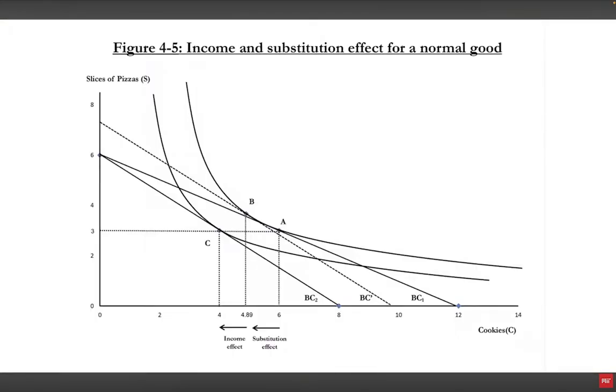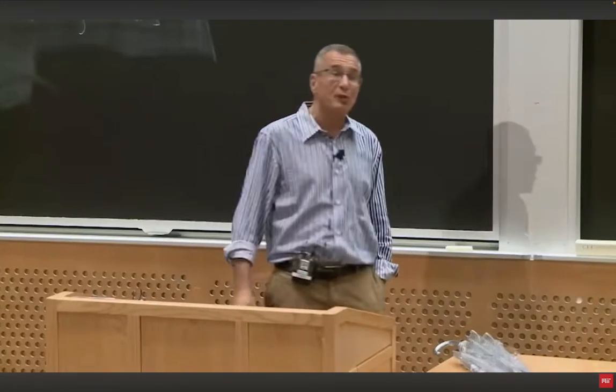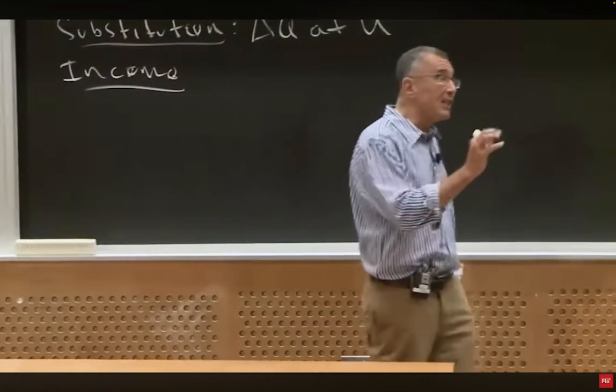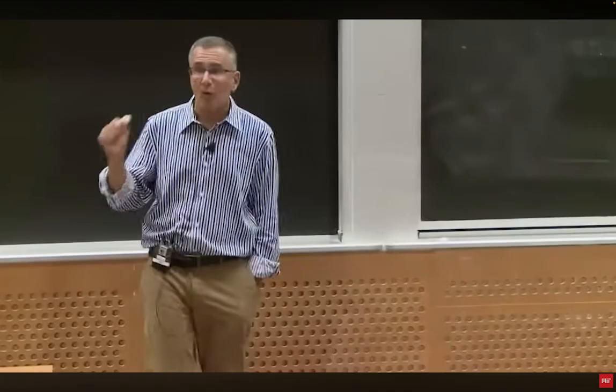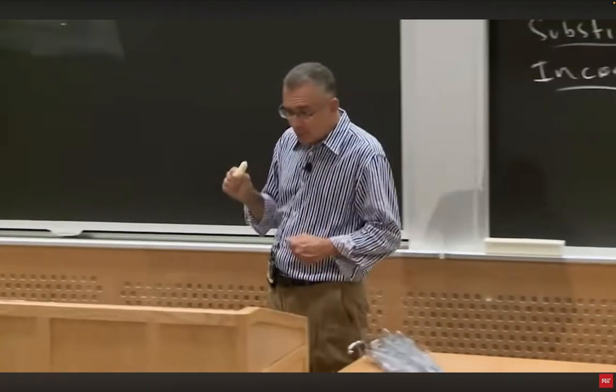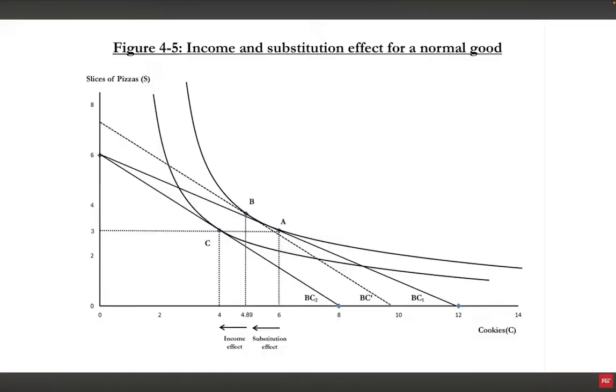Why would you want fewer cookies? You'd move from 6 cookies to 4.89 cookies. Why? Because cookies have gotten more expensive relative to pizza. That's the pure substitution effect. It doesn't matter if you're rich or poor. It's just cookies have gotten more expensive, so you want fewer of them. It's easy to understand, so we go directly to the second effect.